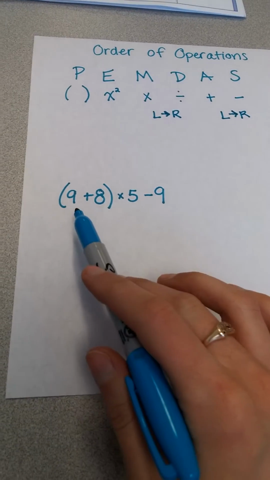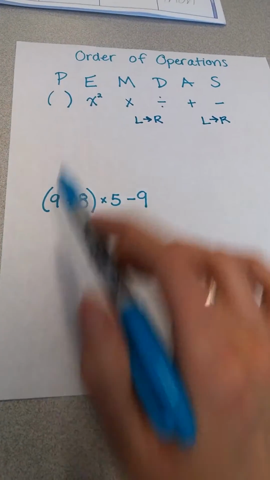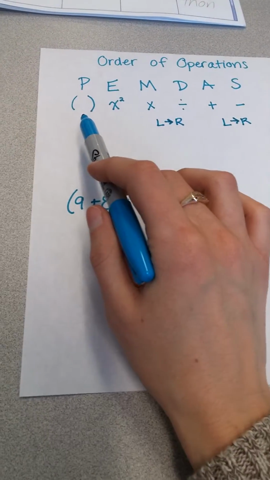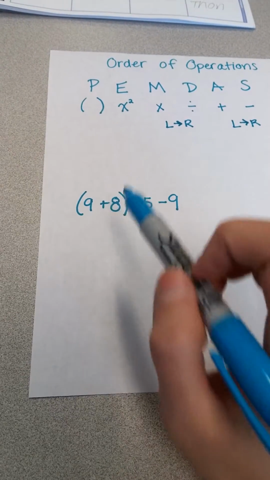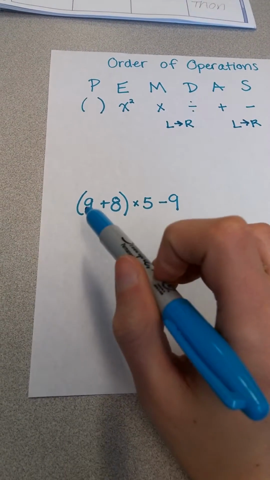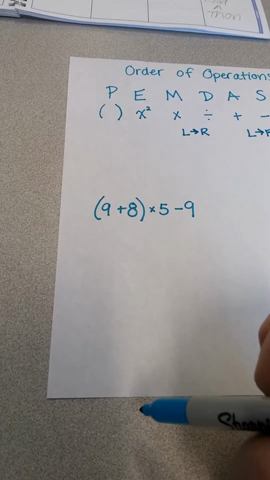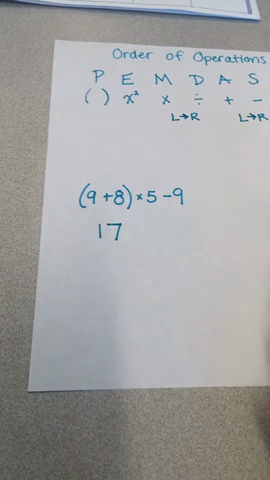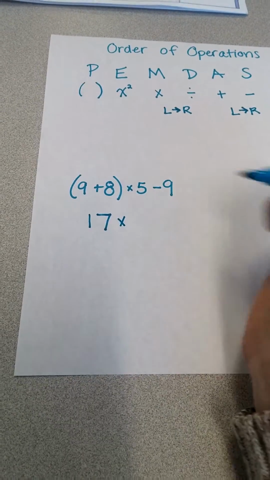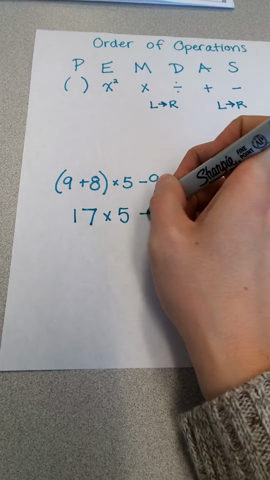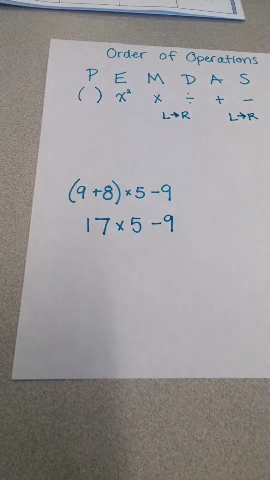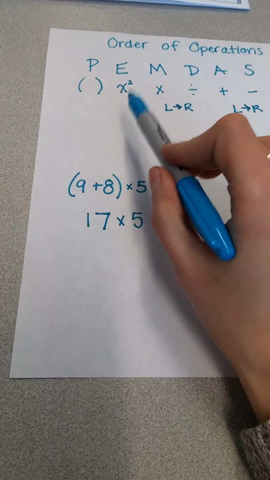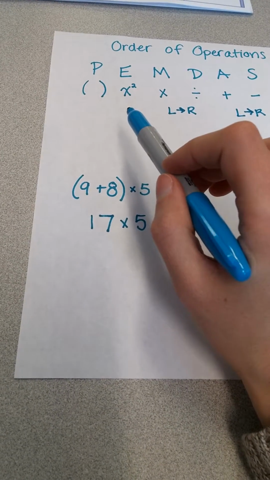Here's our example problem for today. Order of operations tells me that the first thing I need to do is anything inside of my parentheses. Well, 9 plus 8 is inside of my parentheses. 9 plus 8 is 17. My new problem is 17 times 5 minus 9. The next step would be exponents, but remember, we don't need to know that in 5th grade.